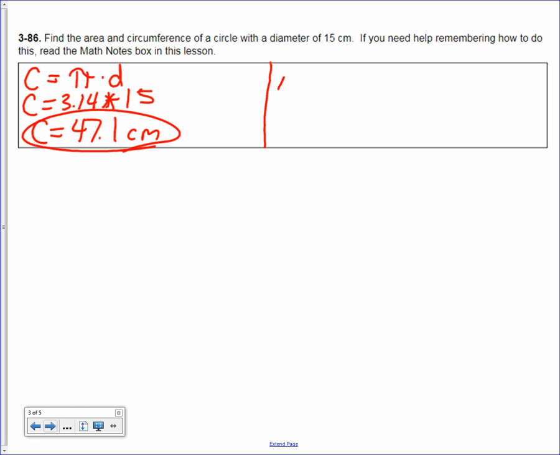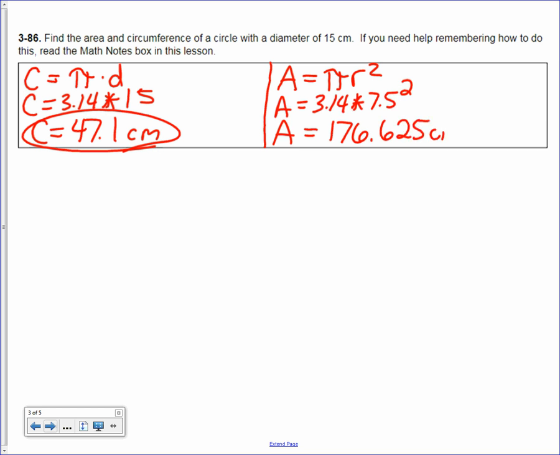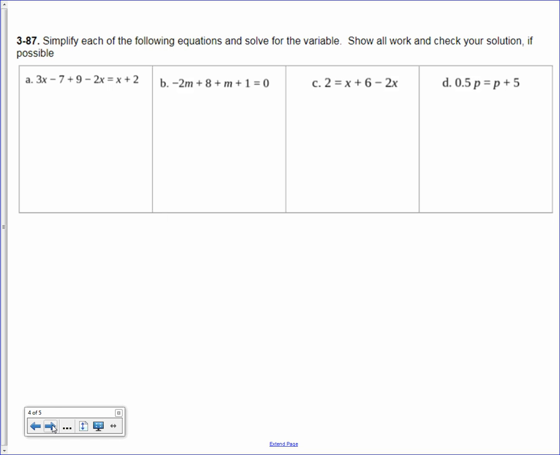For the area, the formula is pi times radius squared. So half of 15 is 7.5. So I'm going to do 3.14 times 7.5 to the second power. So I get area equals 176.625 centimeters squared. So anytime it tells you to do this, make sure you're looking back at those math notes to find any formulas or methods that you need.